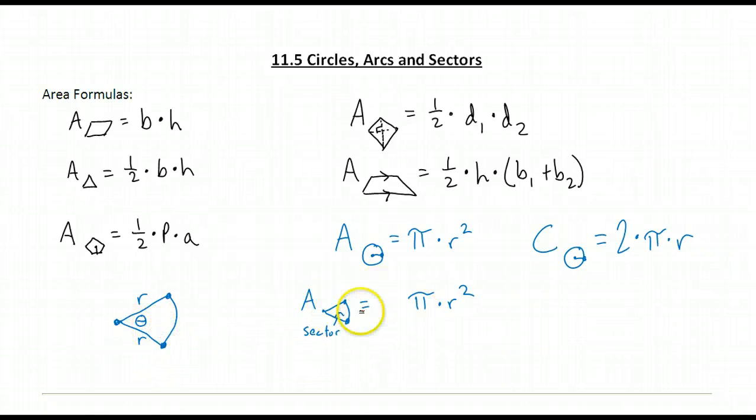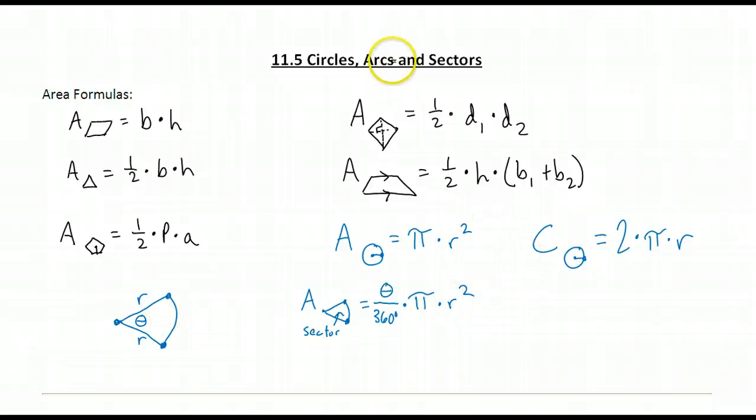So to figure out what portion of the circle I need, I'm going to take this central angle and I'm going to divide by 360 degrees. So if this central angle is 180, I have half a circle. And that makes sense that the area is going to be 180 degrees out of 360, half of the area of a full circle. If this was 90 degrees, I would have a quarter circle. And that makes sense. I would have a quarter of the area.